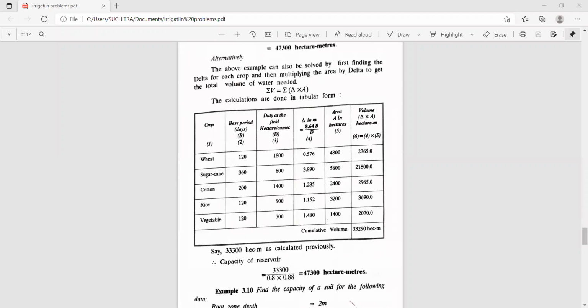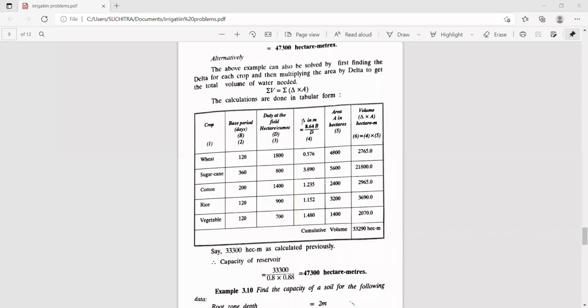Now here you have the various crops, and the base period is given here. The duty at the head of the field for each crop is given in hectares per cumec. So these are the values given. Now you can calculate the delta.